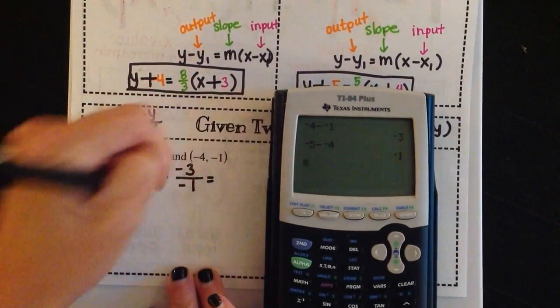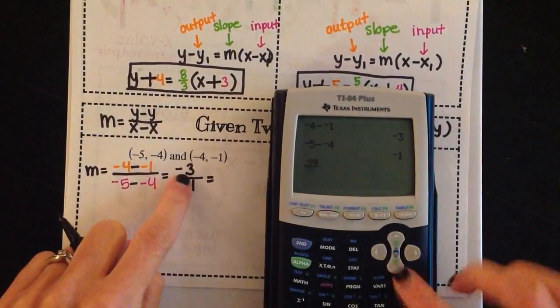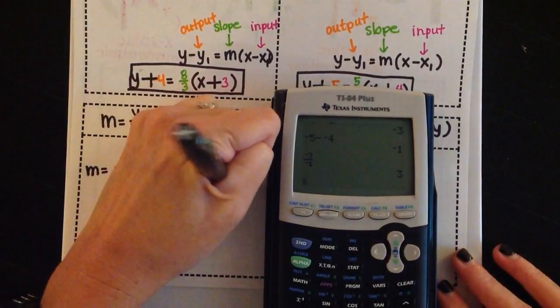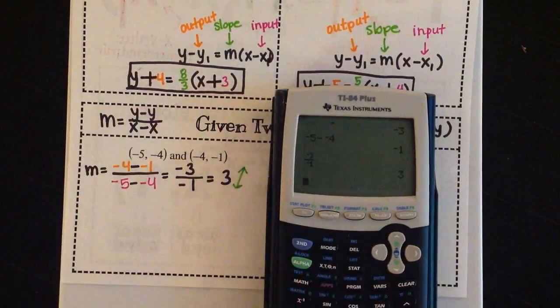Okay, now I got to simplify my ratio. So I'm going to press the buttons to make a fraction. I'm going to say -3 over -1 is going to simplify to a +3, which if I remember correctly, positive means my line would be slanting upward.